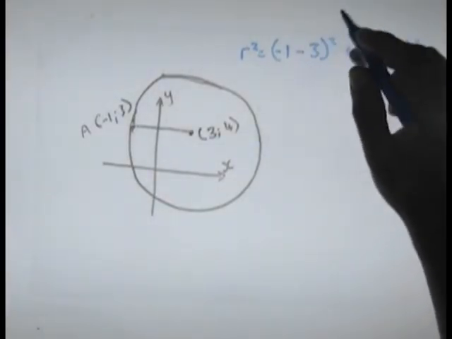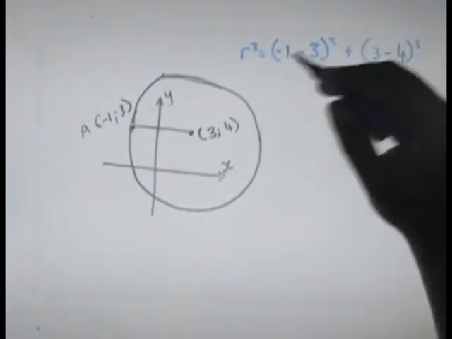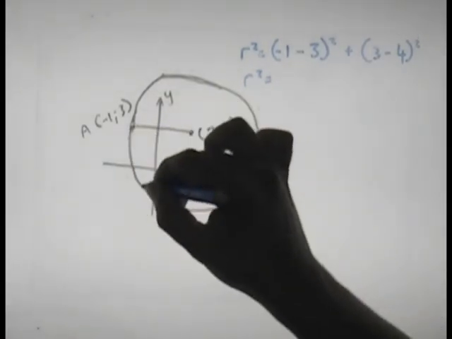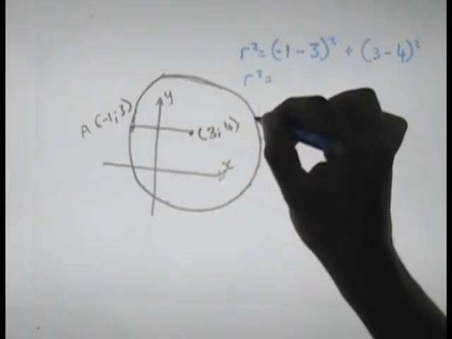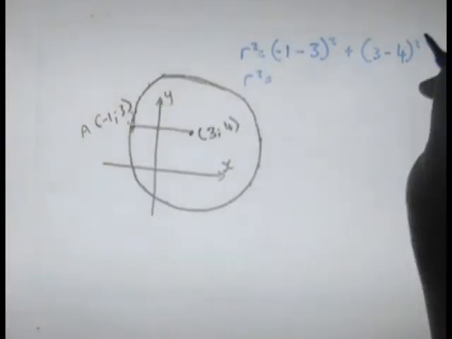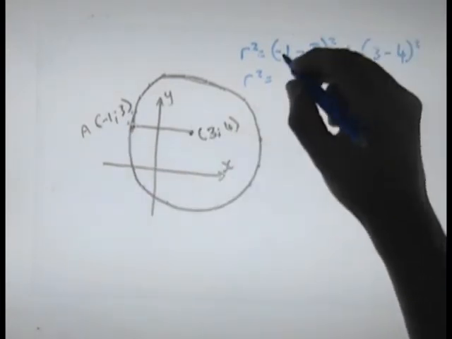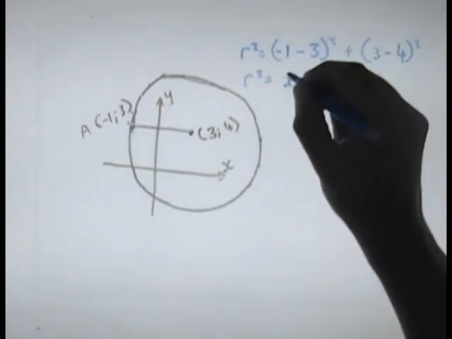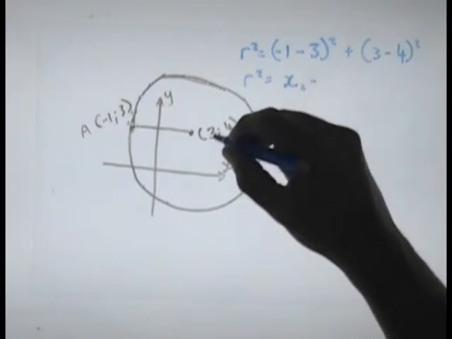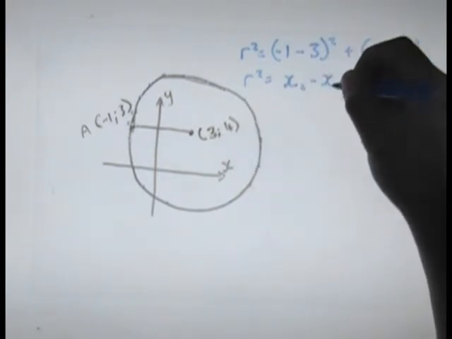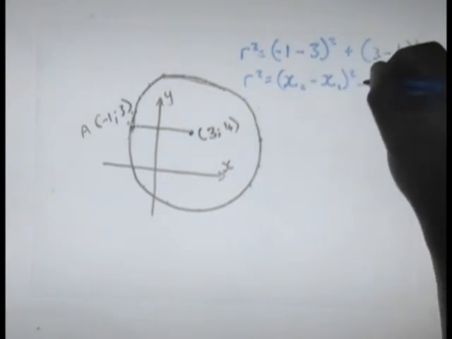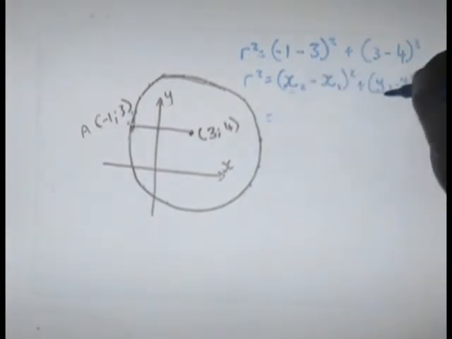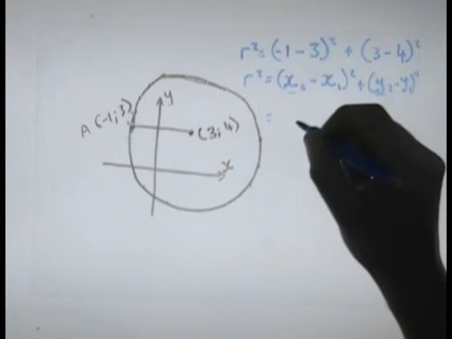If I work out r, I'm not going to work out r squared just yet. Instead of saying minus 1, couldn't there be a number of different x and y coordinates along the edge of the circle that could make that true? So instead of saying minus 1, I'm going to say x2 minus x1 squared plus y2 minus y1 squared. Now this x and this y, as I've said, can have any coordinates.